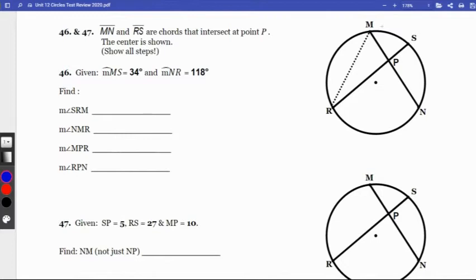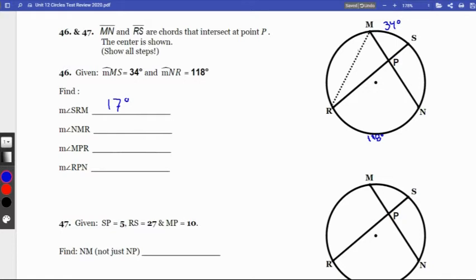We're given arc MS is 34, and NR is 118. And then we're asked for a couple different things inside of here. SRM, angle SRM, that's an inscribed angle with an intercepted arc of 34 degrees, so that is 17. The inscribed angle is half of the intercepted arc.